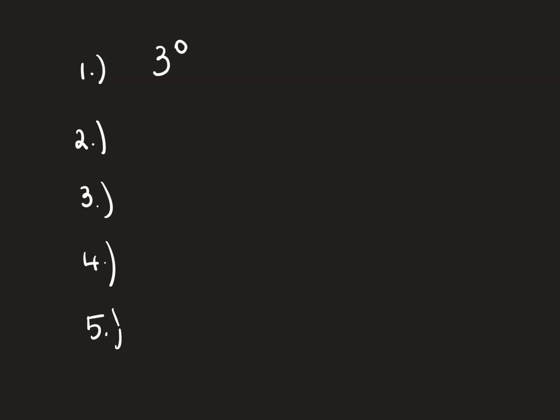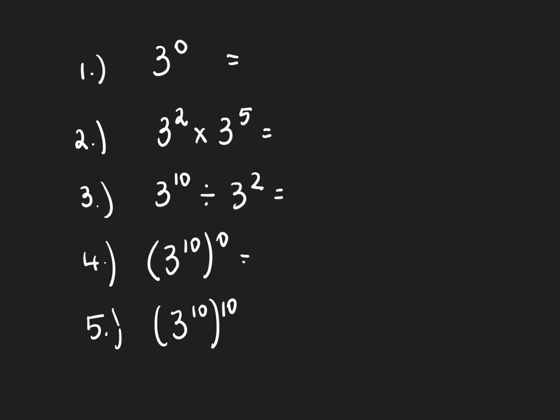Here are 5 for you to have a go at. Press pause. Okay, let's see how you went. First one, 3 to the power of 0. Anything to the power of 0 is equal to 1. Notice it doesn't equal 3 to the power of 1. No, it just equals 1.